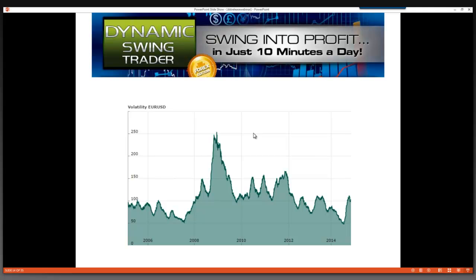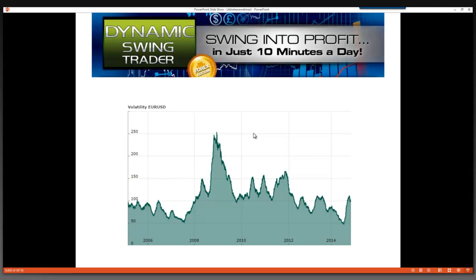So take a look at the volatility in the euro US dollar. This is the average daily since 2006. It's crazy, the difference. I mean, you've had intraday ranges as low as 50 pips a day on average and as high as 250. So I ask you, how can you use a fixed target and stop and expect to be successful? You really can't. You have to use market structure.